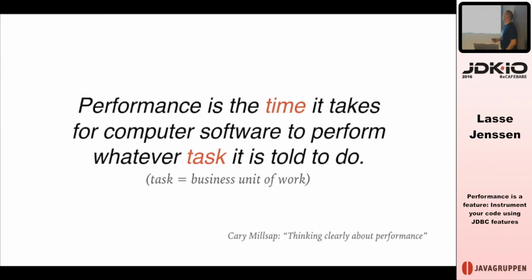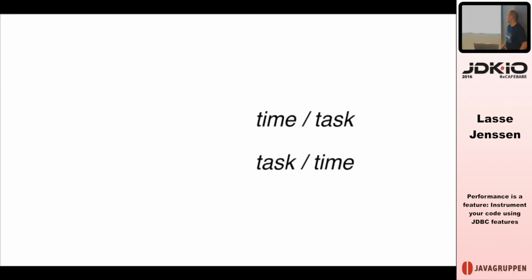So performance is the time it takes for computer software to perform whatever task it is told to do. And the task here is the business unit of work. This is something I got from Cary Millsap, so this is not something new. Let's look at these two terms, time and task. You could put them together and say time divided by task. Or you could take the task and divide by time.